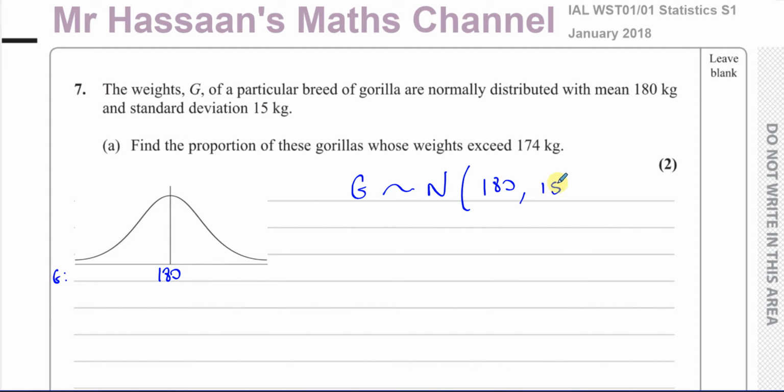So here we write 15 squared, because this number here is the variance, which again is a measure of the spread of the data. It's just the square of the standard deviation. All right, so we want to find the proportion of these gorillas whose weights exceed 174 kilograms. Now, 180 kilograms is here. 174 kilograms is less than the mean, so it's going to be somewhere over here.